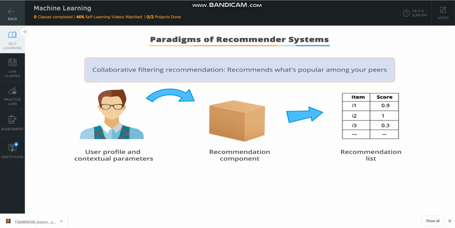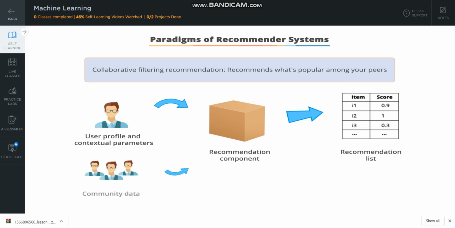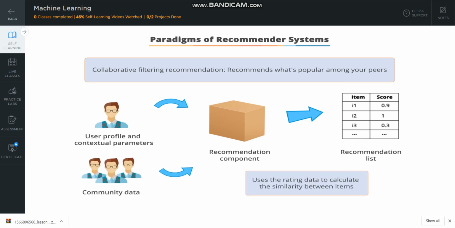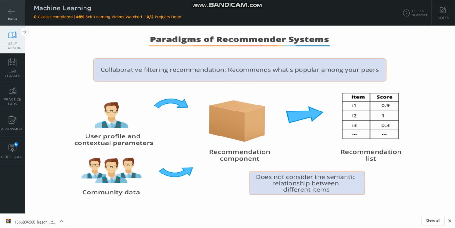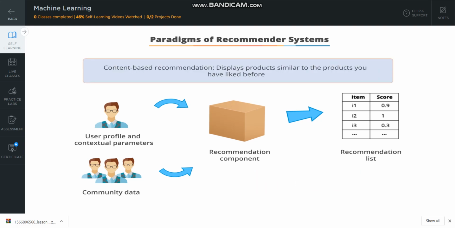Now, let's understand how a recommendation system finds what's popular among your peers. Collaborative filtering recommendation algorithm uses the rating data to calculate the similarity between items. It does not consider the semantic relationship between different items. Let's understand what content-based recommendation is. It is used to display products similar to the products you have liked before.